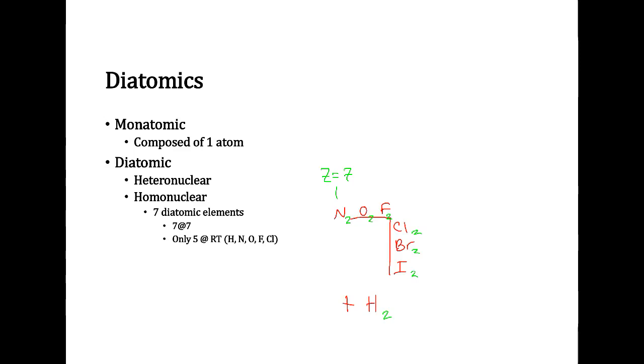Only 5 of these exist at room temperature. That would be the hydrogen, nitrogen, oxygen, fluorine, and chlorine species in the gas phase. But just so you're aware, whenever we talk in the future about a reaction of oxygen, we say oxygen combusts something, we're actually talking about O2. If we're talking about O, we're going to have to mention something about it being atomic oxygen. So these are some things that you will need to commit to memory.